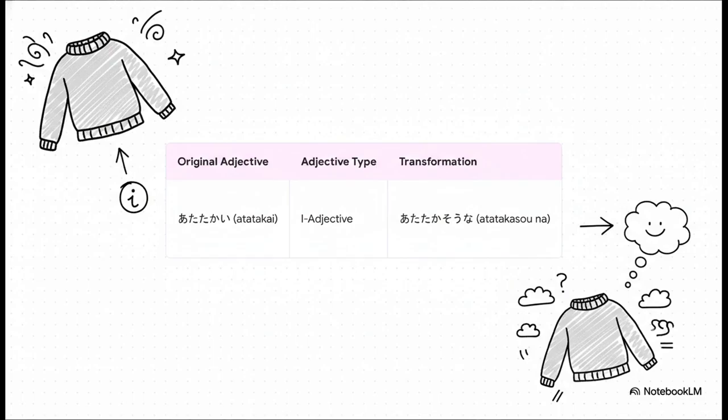So let's just break that down real quick. The original word was atatakai, an i-adjective. We just followed our rule, we dropped that final i, and we added sō na to perfectly describe the sweater. It's simple, it's effective, and it's so descriptive.